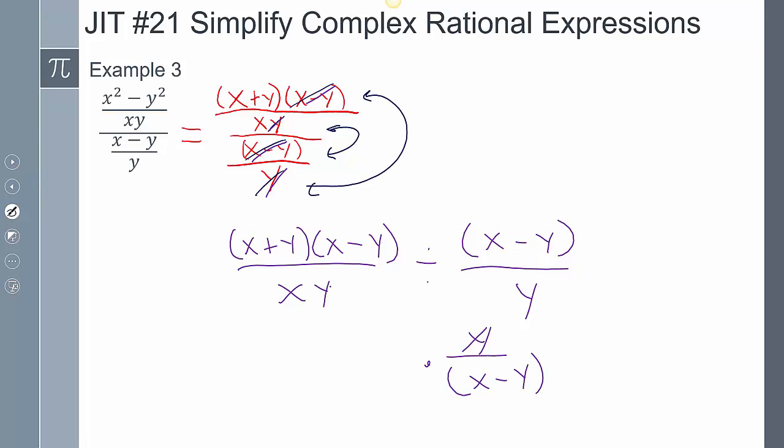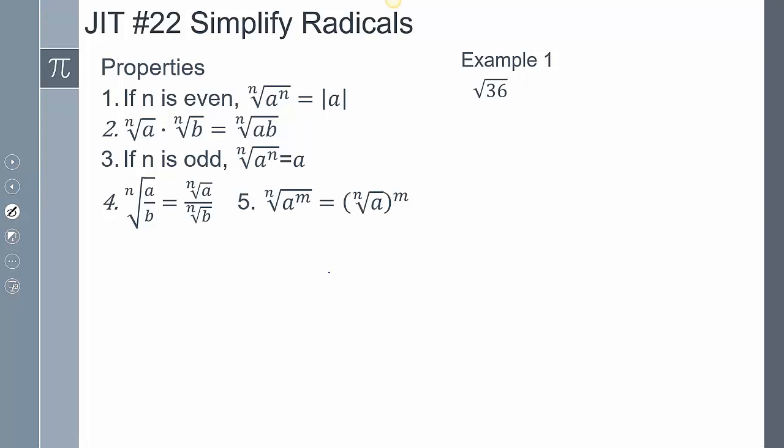And then you could see how the y's will cancel out and the x minus y's will cancel out. So it's just however you want to look at it. It's not a big deal. But your answer is going to be x plus y over x.